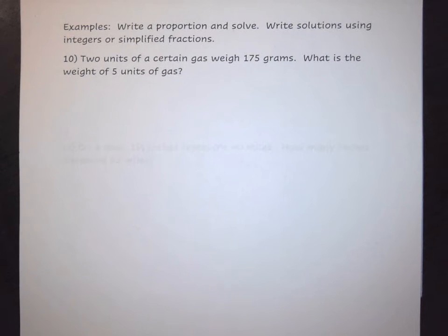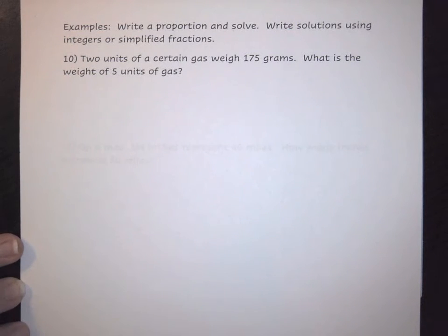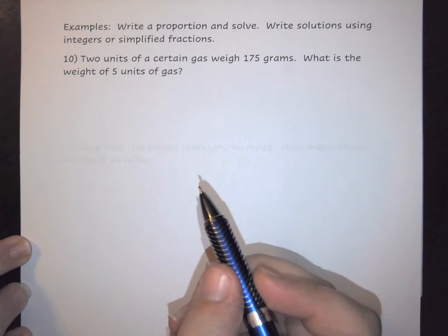Here we're going to look at 3 different examples of solving an application problem using proportions. So here the first one says I have 2 units of certain gas that weigh 175 grams. What is the weight of 5 units of gas?